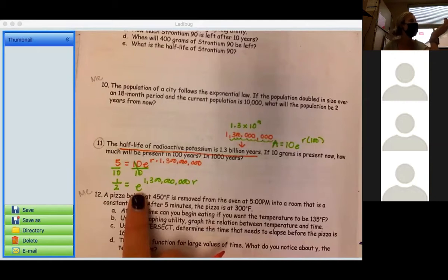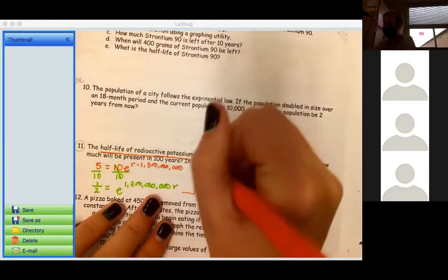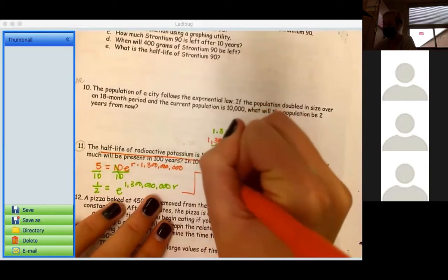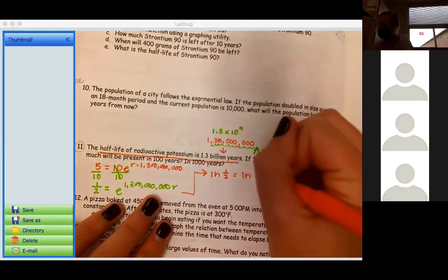Well, I would use natural log for either one. You want to see it the other way? Okay, so if I take the natural log of both sides, that would be natural log of 1/2 equals natural log of E.